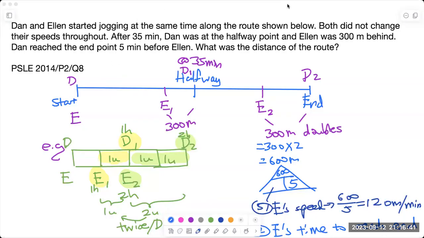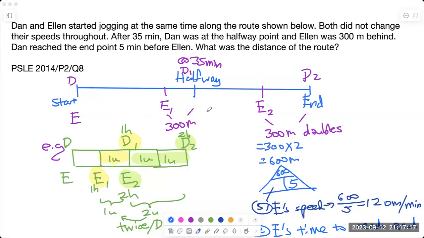All right, in this question, Dan and Alan started jogging at the same time along the route given. Both did not change their speed throughout. And after 35 minutes, which is here, Dan was at a halfway mark, so I indicate as D1. And then Alan was 300 meters behind, so I indicate as E1.